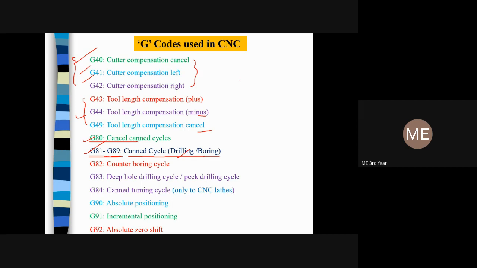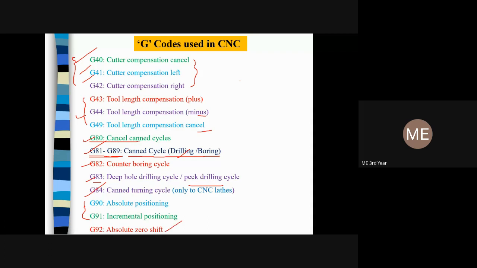G82 is the counter boring cycle. This is a very particular application and is not actually used nowadays, and it is also not in your syllabus. Counter boring, dwell drilling cycle. G83 is the peck drilling cycle. G84 is the canned tapping cycle. G90 and G91 are very important, and G92 is also very important: absolute zero shift.